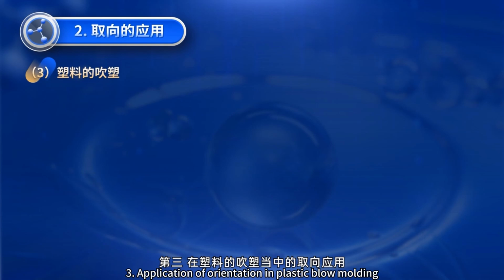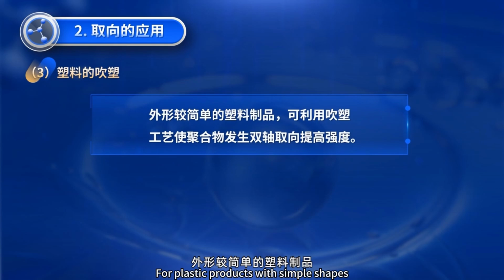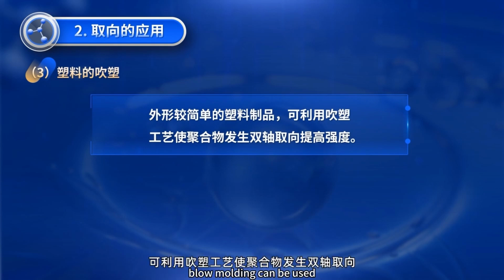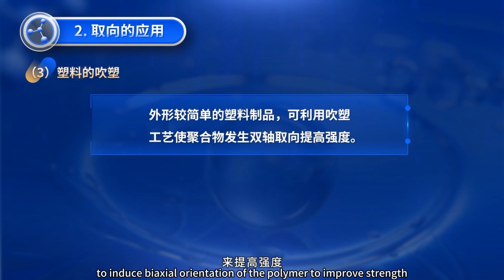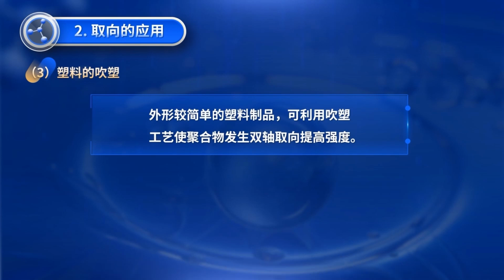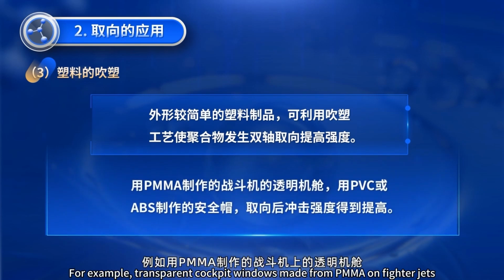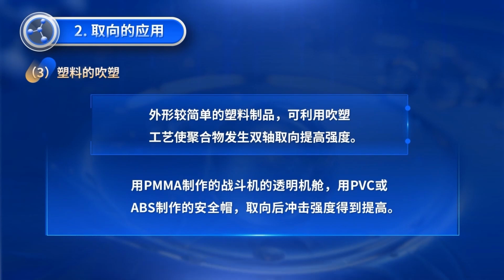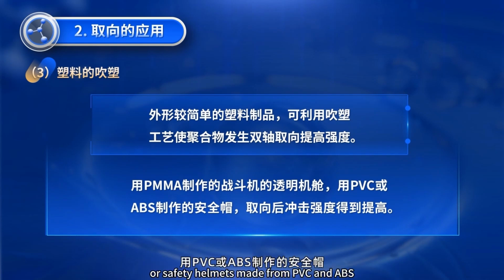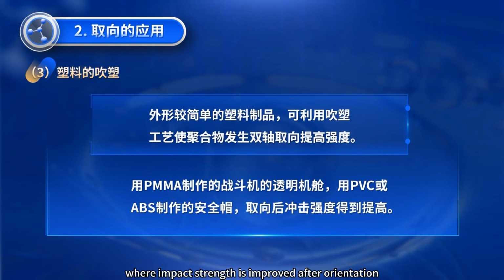Third, application of orientation in plastic blow molding. For plastic products with simple shapes, blow molding can be used to induce biaxial orientation of the polymer to improve strength. For example, transparent cockpit windows made from PMMA on fighter jets, or safety helmets made from PVC and ABS, where impact strength is improved after orientation.